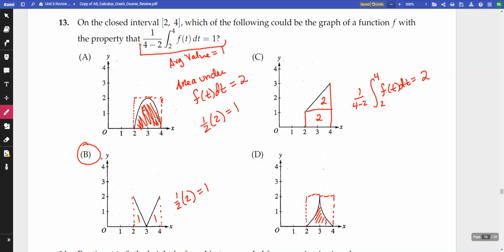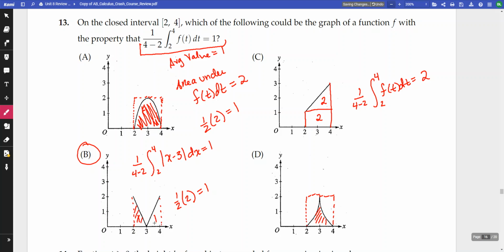I could say that's an absolute value function almost, that absolute value function has an average value of 1, right? So interestingly, that means that 1 over 4 minus 2, the integral from 2 to 4 of the absolute value of x minus 3 dx is equal to 1, right?